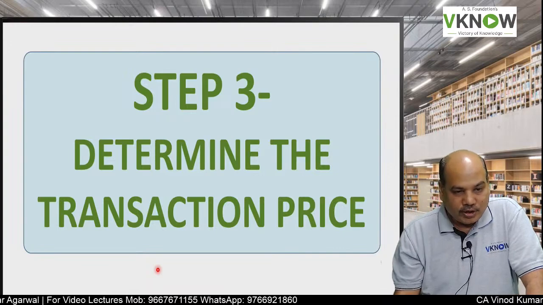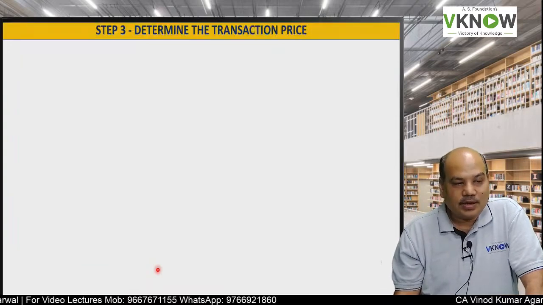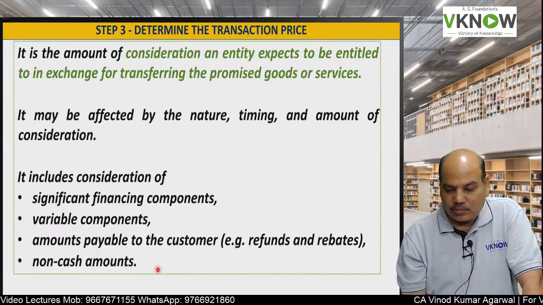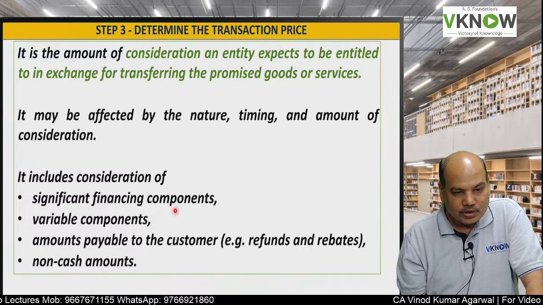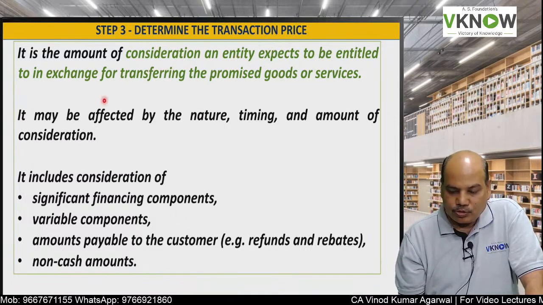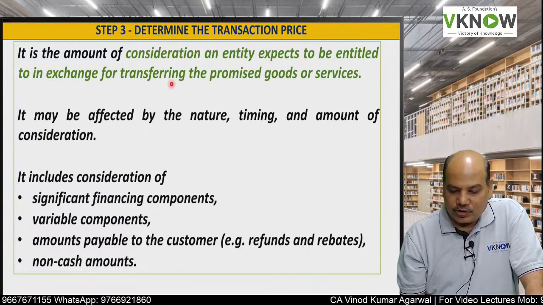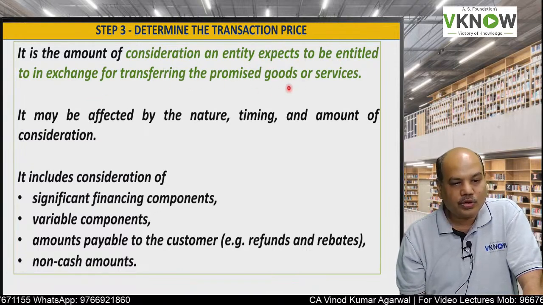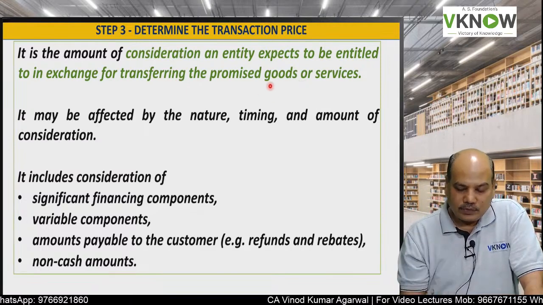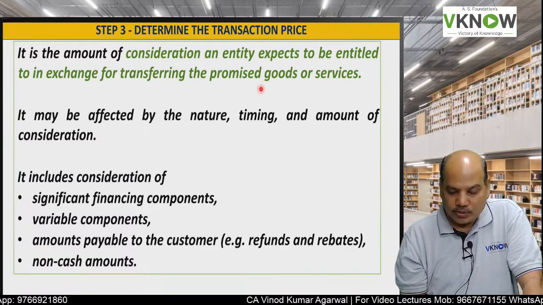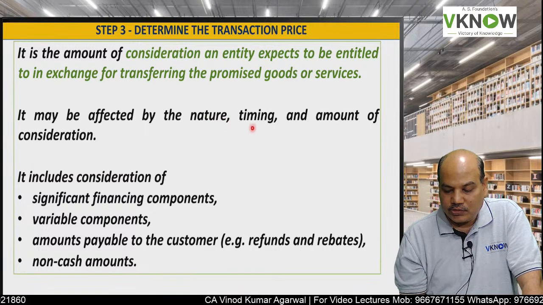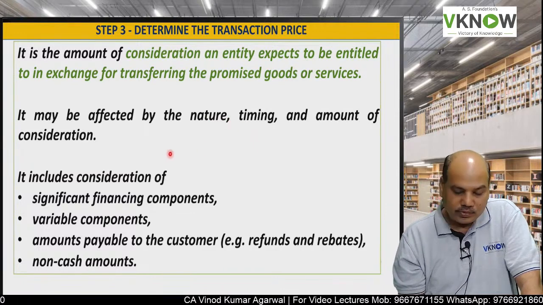So step number 3 is determining the transaction price. It is the amount of consideration. What is transaction price? The consideration an entity expects to be entitled to in exchange for transferring the promised goods or service. The consideration the entity would receive on transfer of promised goods and service, and transaction price can be affected by the nature, timing and amount of consideration.